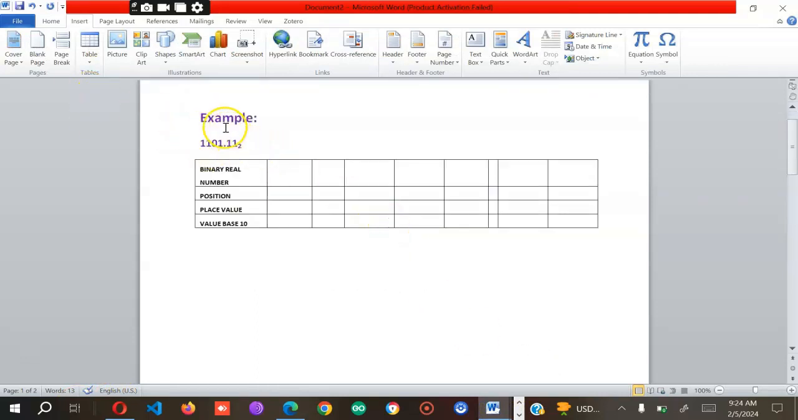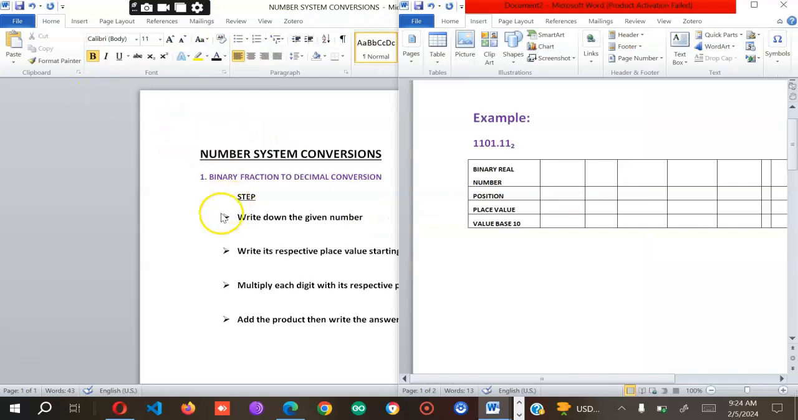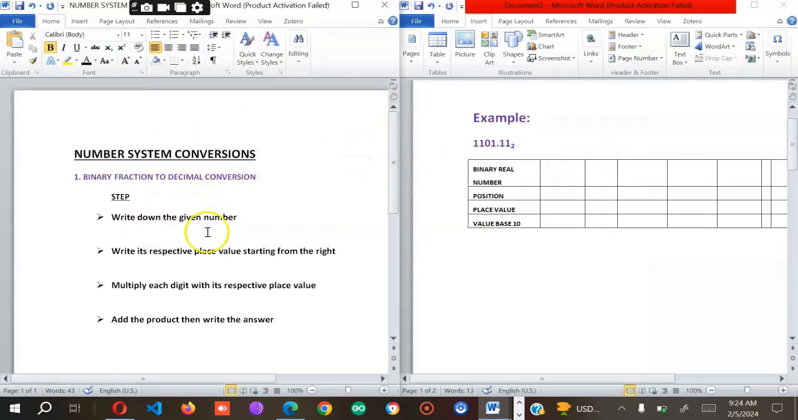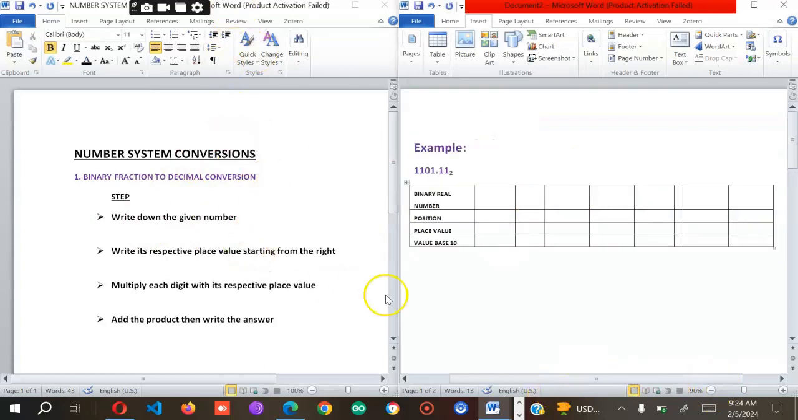For example, this is our example one. And as per the steps, we write down the number. I hope that you are able to see. So this is my number. The number is 1101. Then we have the point here. Then we have 1 and 1.